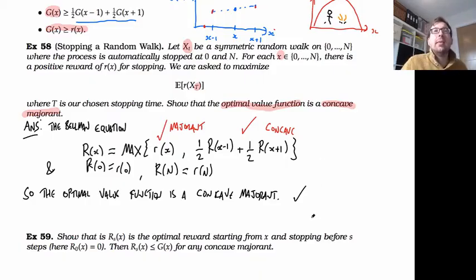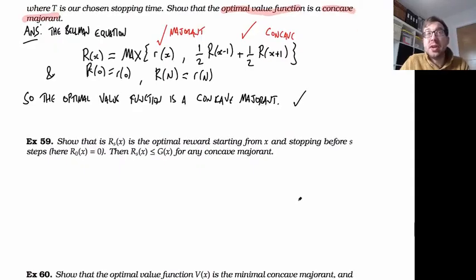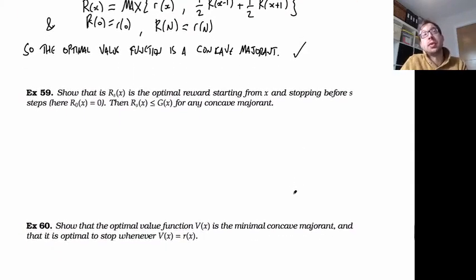Now we want to characterize exactly which concave majorant we're dealing with for this optimal value function. Can we characterize it a little bit more than just saying it belongs to this class of functions? In fact, what we're going to show is it's the minimum such concave majorant. How are we going to do that? We're going to start from the process over s steps and show that for any concave majorant, that function must be less than that concave majorant. That's what we're next asked to do.